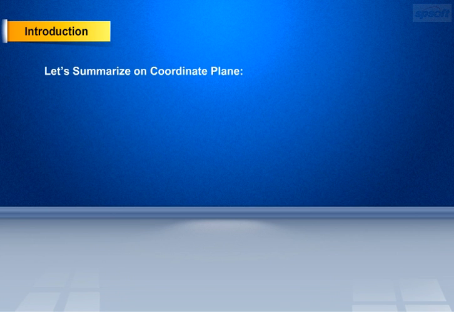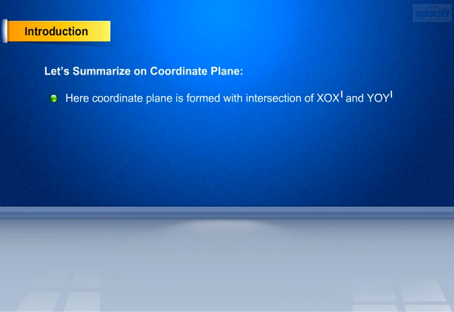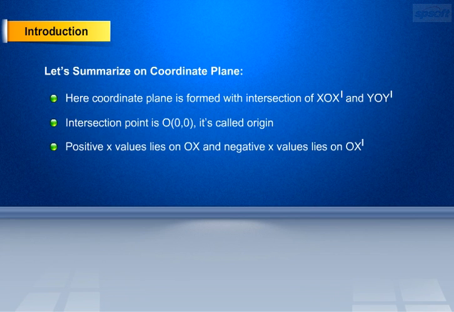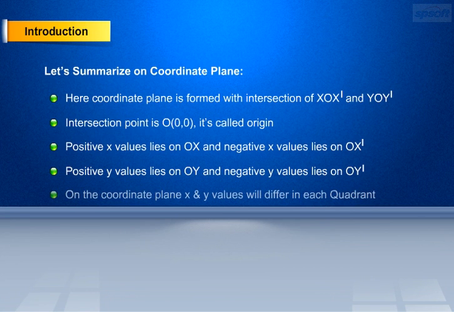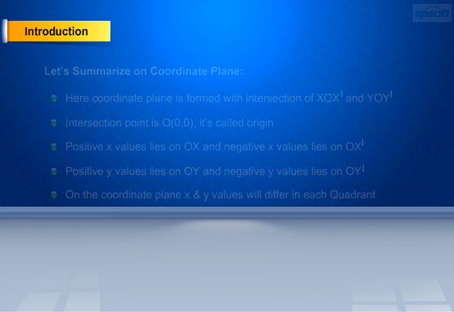Let's summarize on coordinate plane. Here coordinate plane is formed with intersection of the lines XOX dash and YOY dash. Intersection point is O(0, 0), called the origin. Positive x values lie on OX, and negative x values lie on OX dash. Positive y values lie on OY, and negative y values lie on OY dash. On the coordinate plane x and y values will differ in each quadrant.